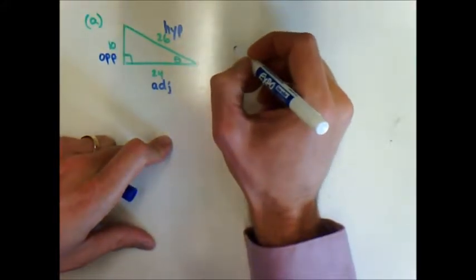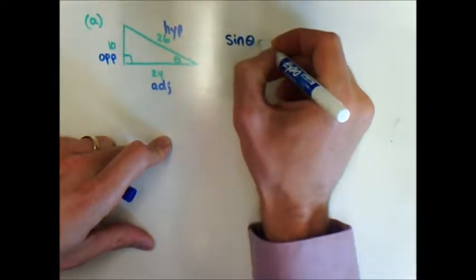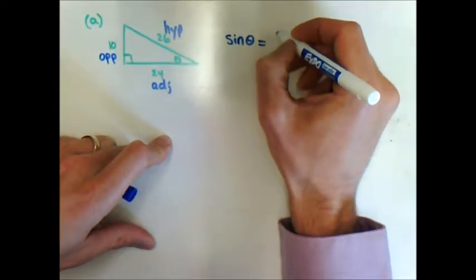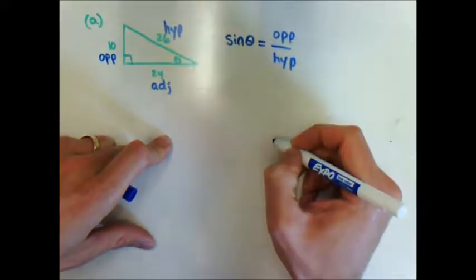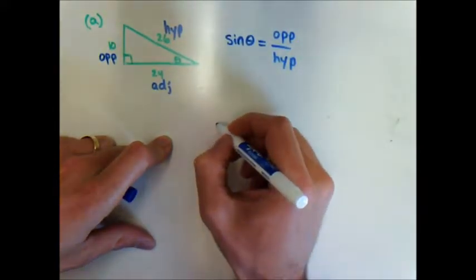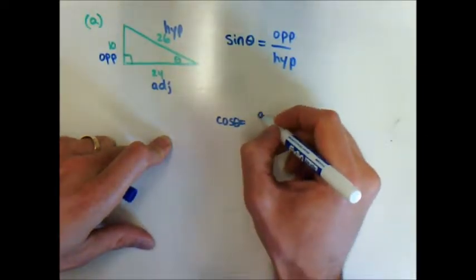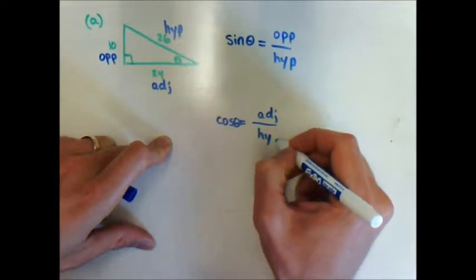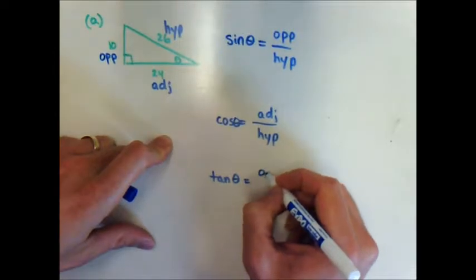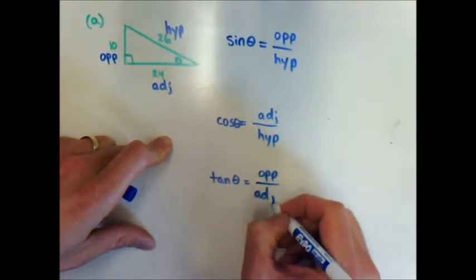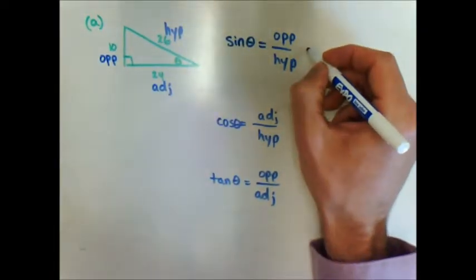Well, let's go ahead and identify all of our trigonometric ratios. We've got sine of theta, which according to SOHCAHTOA is opposite over hypotenuse. We have cosine of theta, which is equal to adjacent over hypotenuse. And we have tangent of theta, which is equal to opposite over adjacent. All I need to do to find my ratios is sub in the missing information.